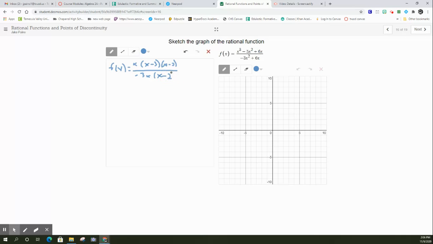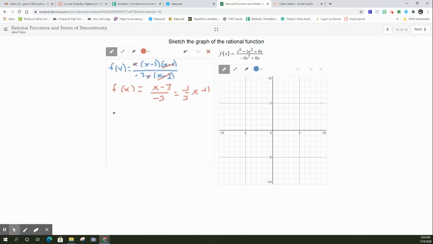All right, so right away, I'm going to see things that are going to cancel out. The x minus 2's are going to cancel out. The x is going to cancel out. So my most simplified version of my function is x minus 3 on top over negative 3, which is just a linear function. That's negative 1/3 x plus 1. I got a slope of negative 1/3. I got a y-intercept of 1, but I do have holes. I have a hole at 0, and I have a hole at 2.